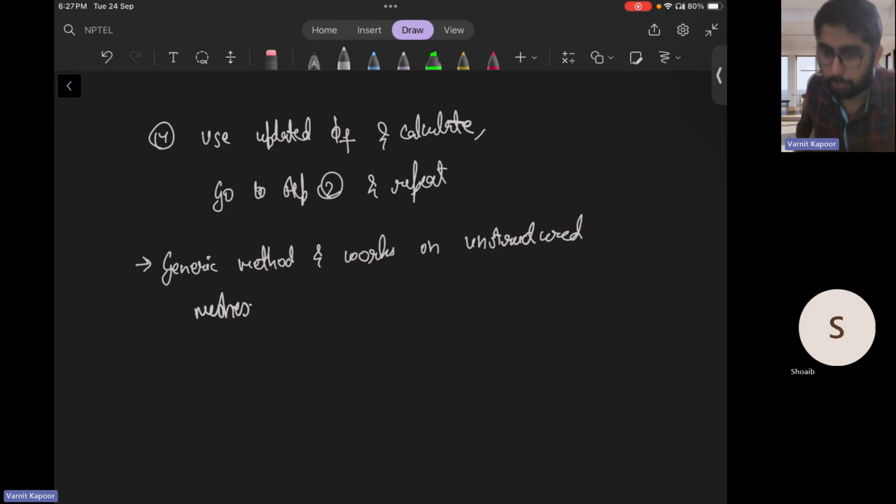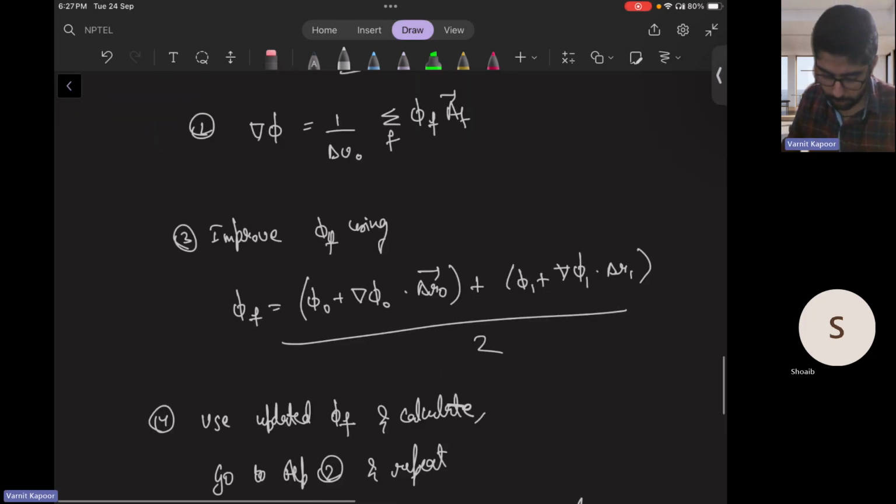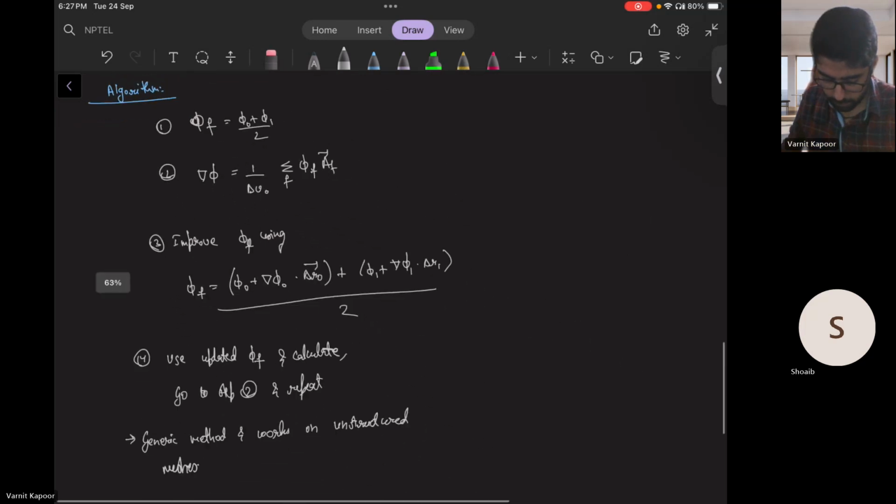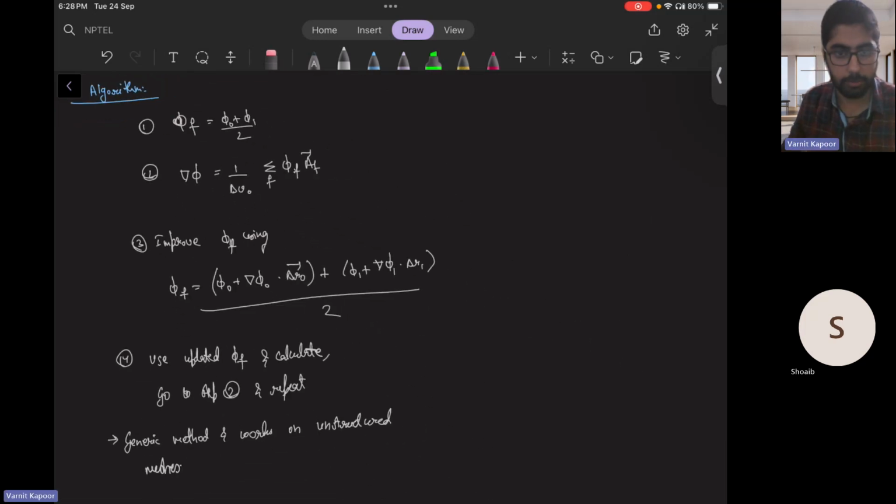Now we'll come to the least square method, the least square technique. So first, you see what the algorithm is. Just take a minute and understand what I've written.